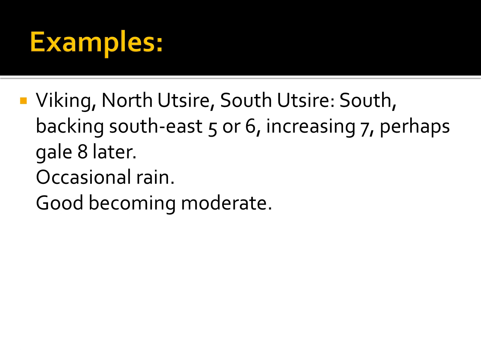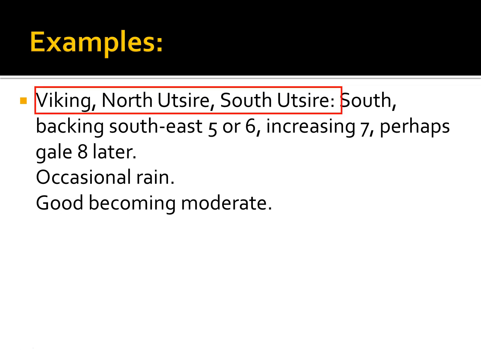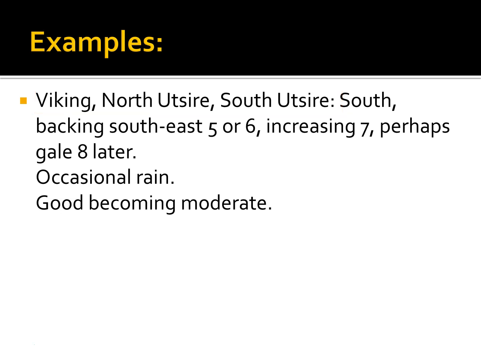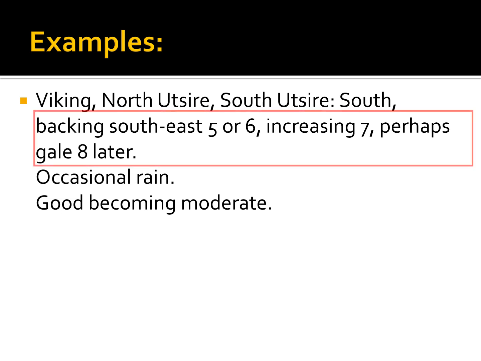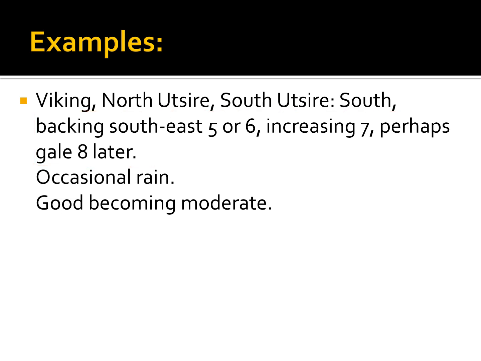As you can see, this begins with the name of the zones to which the forecast applies. Viking, North Utsire, South Utsire. Then, a description of the wind direction, change in direction, and change in force. South backing southeast, 5 or 6, increasing 7, perhaps gale 8 later. These numbers, of course, refer to the Beaufort wind scale.